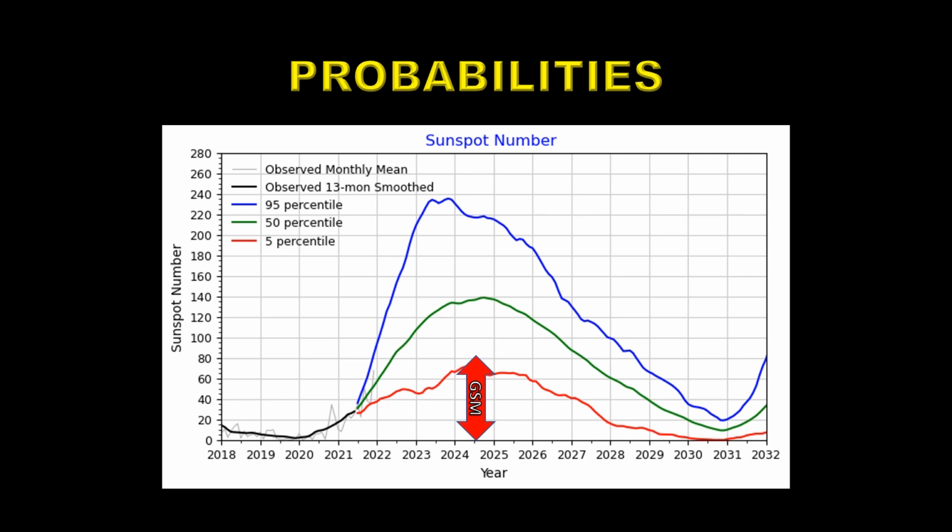Now, most of the people that are suggesting that we're heading into a grand solar minimum say that the maximum of this cycle will be 80 or below. So it's very much below the red line. So they've only got a 1 in 20 chance at the moment of being right, according to this NASA model, which is not very good odds, which is why I say it's on life support.